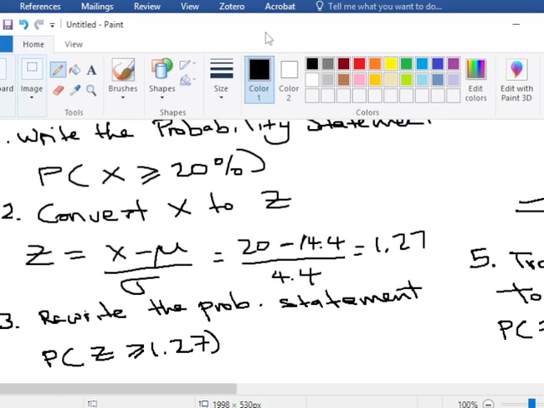Step 3, we want to rewrite the probability statement in part 1 where we have z instead of x. It's still going to be greater than or equal to, because we're not changing this just yet. We're just turning the x's into z's. So that's what we do here. And we also do that for the number, because we just found the number 1.27. Let's go to step 4.